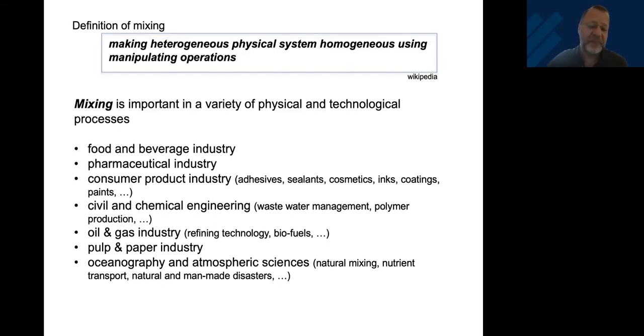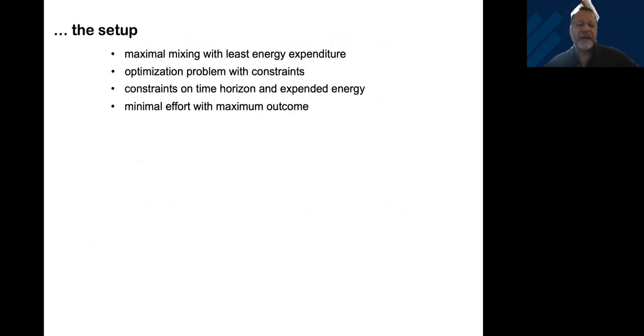But then there's also a big section of mixing that is not industrial or technological, and that is natural mixing in oceanography and the atmospheric sciences, nutrient transport, and then natural and man-made disasters. Oil spills, for example, come to mind there. Of course, in the latter ones, we don't have much way of doing the manipulating operations according to the Wikipedia definition.